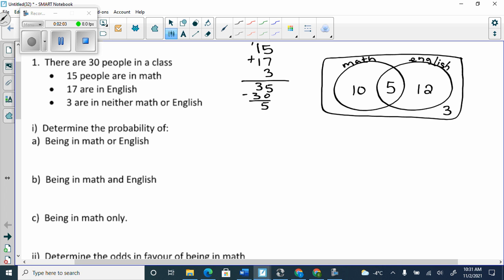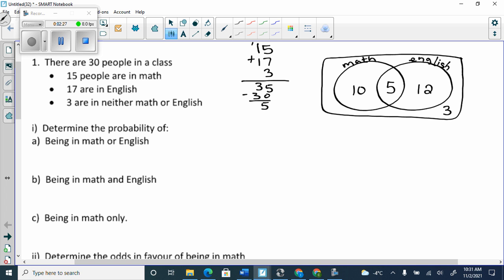Okay? Now, if I said how many are in English only, you'd tell me 12. If I said how many are in math only, you'd tell me 10. If I said how many are in math and English, you'd say 5. If I said how many are in math or English, you'd say 10 and 12, 22 plus 5, 27. We agree? If this is a set theory question, boom, that's all it would be. So this is a plain old Venn diagram. We agree? Nothing crazy from anything we've done before.